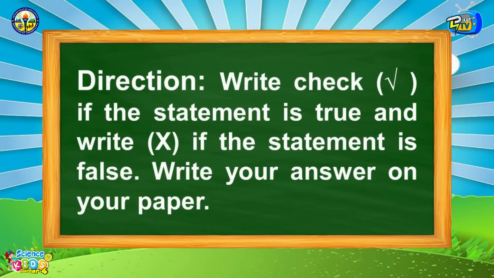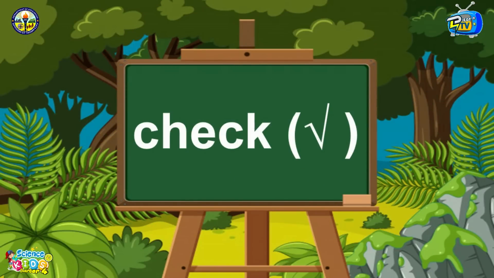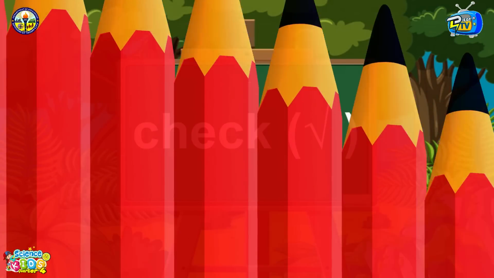Direction: Write check if the statement is true and write X if the statement is false. Write your answer on your paper. Let's start. Number 1. Weather affects our choice of clothes, food, activity, health, occupation, and livelihood. What is your answer? If it is a check, then you are correct.